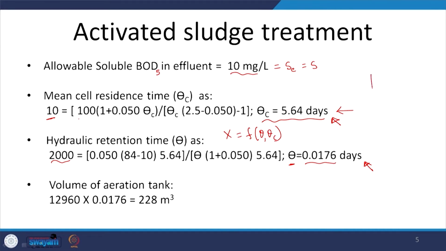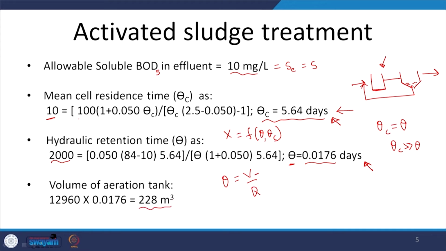Why is this feasible? Because in our system, which is like this, if this was the case, both theta c and theta would have been equal, but because we want lesser volumes and a good level of removal while ensuring that the volume of the tank is less, what are we doing? We are capturing the sludge or the microbes and then we are putting that back in. Because of this recycle, theta c is far greater than theta. So, that is what you see out here. And then volume of the aeration tank, obviously theta is equal to V by Q, and we now can get the relevant volume, which is 228 meter cube, right. So, that is good enough there.